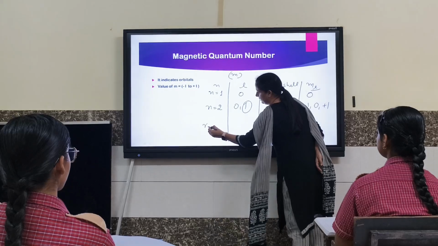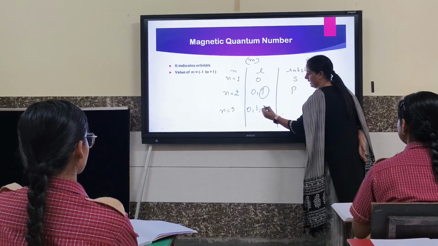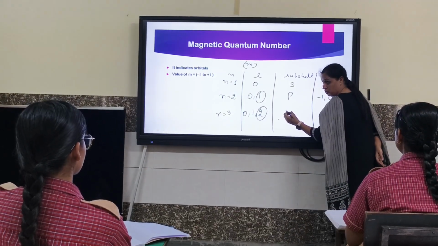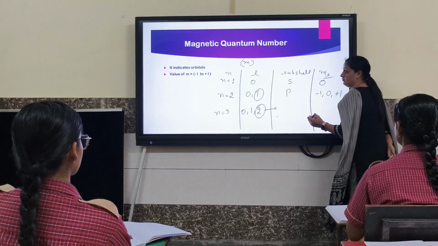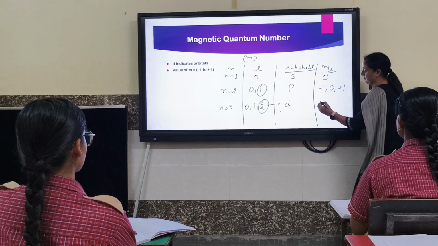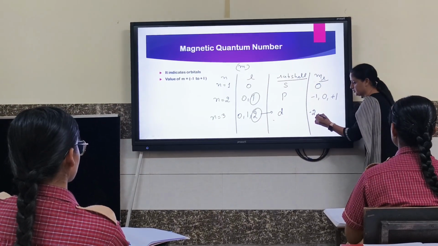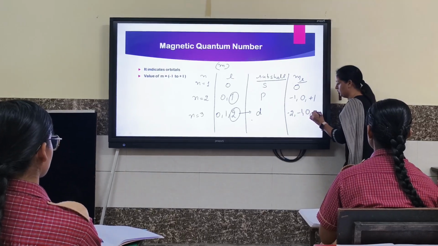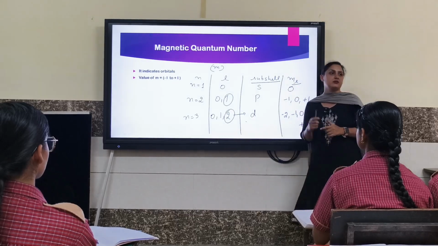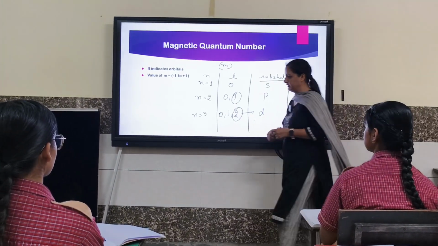For the third shell, when n is 3, the value of L comes out to be 0, 1 and 2. The subshell will be, take the highest value 2. For 2 value of L, the subshell designation will be D. And how many ml values will be there? Moving from minus 2 to plus 2. It would be minus 2, minus 1, 0, plus 1 and plus 2. So in this way, magnetic quantum number will give you the information regarding the number of orbitals, right?